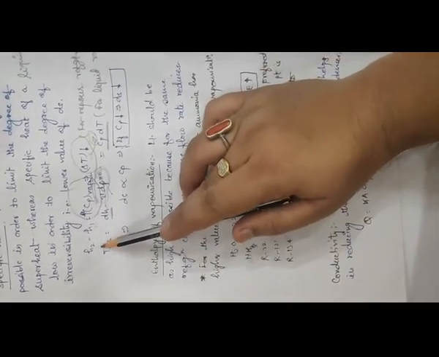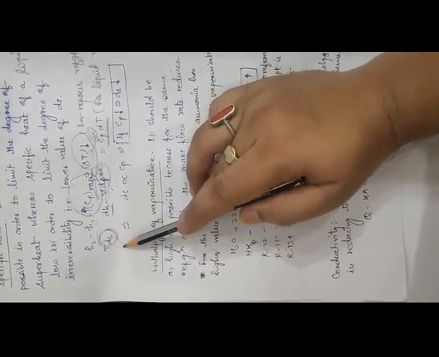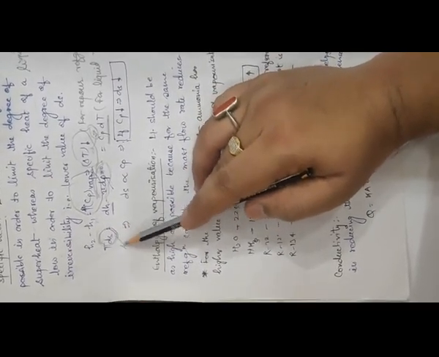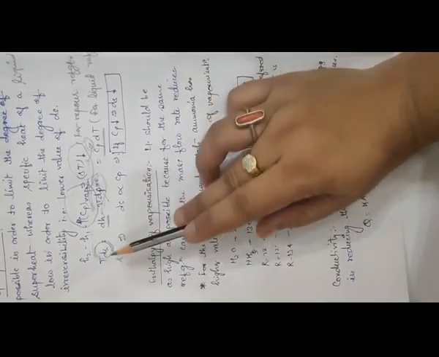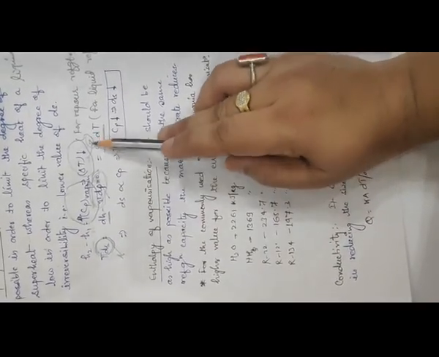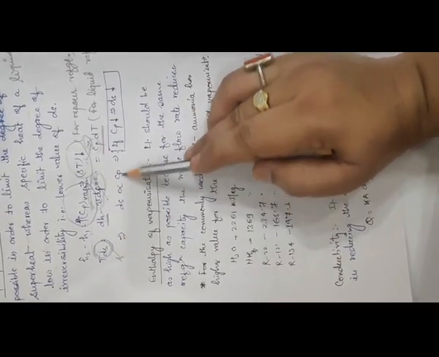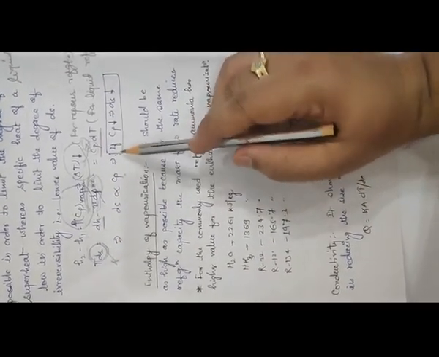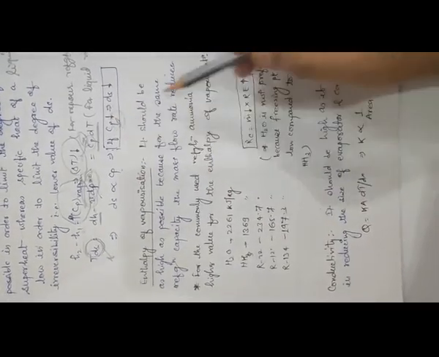If dS, which is your change in irreversibility, change in entropy, is to be minimized, we know that it is directly proportional to the Cp value. So if change in entropy is to be minimized, there should be a lower Cp value for a liquid refrigerant.